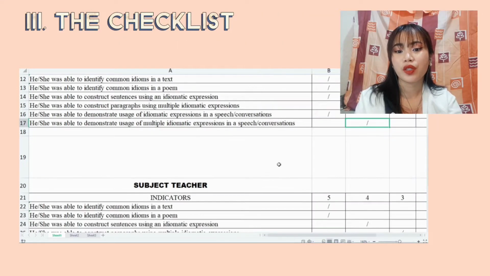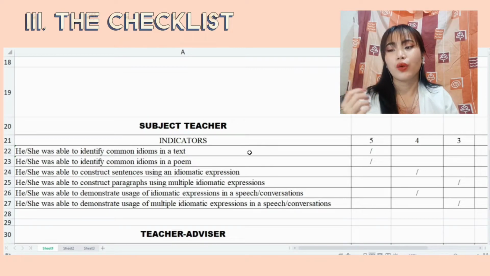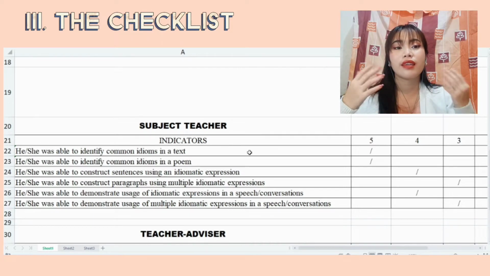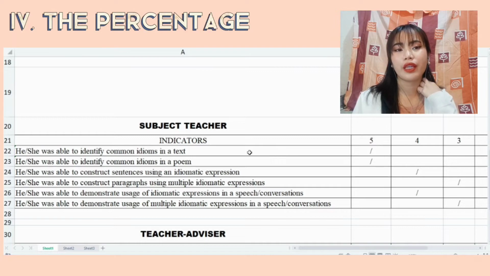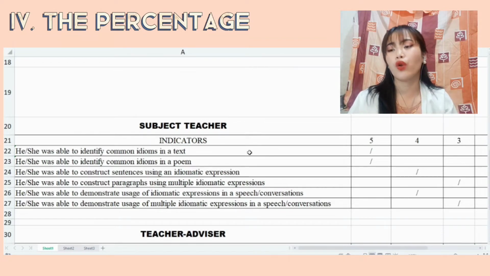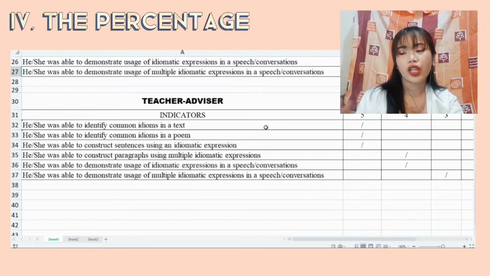Next is the subject teacher. Now this subject teacher is very credible, right? Because he or she is present during the whole learning performance from day 1 until the end. So he or she is ever present, facilitating the student's learning performance. So we will give the subject teacher 45% in our criteria for the overall rubric assessment. Next, for the teacher advisor.